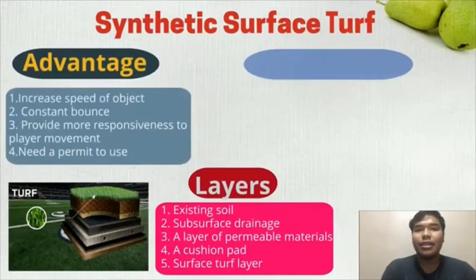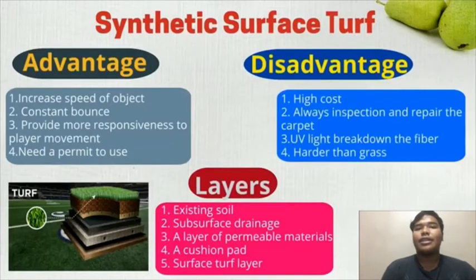Okay, the advantages of synthetic surface turf: first, it increases the speed of objects. As you can see, football is played on surface turf because it gives players more speed to run and catch the ball. Second is constant bounce. Same goes for football: if you hit the ball, the ball will bounce constantly to the other player. Third, it provides more responsiveness to player movement. And fourth, you need a permit to use it. For example, you have to ask the authority to build a surface turf.